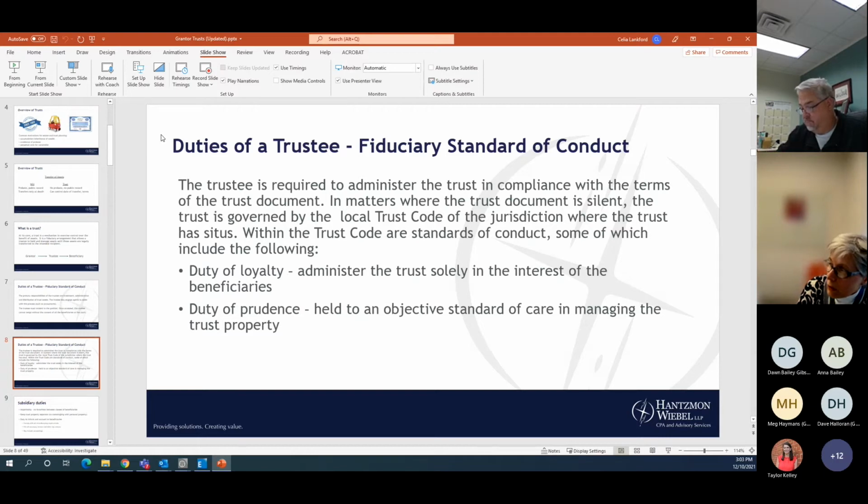In matters where the trust document is silent, the trust is governed by the local trust code of the jurisdiction where it has situs. Again, we'll talk about that in a moment. But within the trust code are certain standards of conduct: a duty of loyalty and a duty of prudence. Loyalty means that you need to administer the trust in the best interest of all the beneficiaries. For prudence, you need to use good judgment when making investments. And if you don't feel like you have that good judgment, talk to some professionals and get professional advice on investment management.